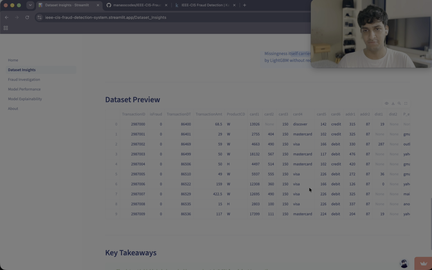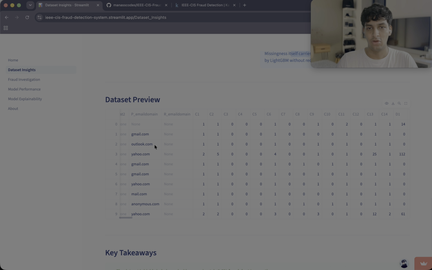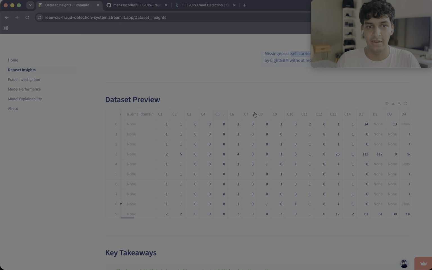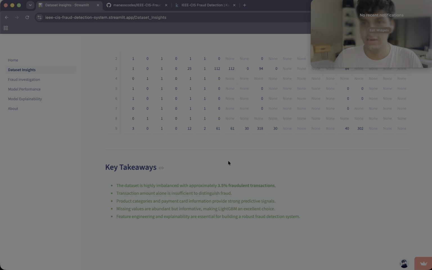So this is the dataset preview. This is the raw dataset preview which I have shown. Obviously you would not understand these columns because they are given by the bank and are not for the end user. You can see there are a lot of missing values here. So what are the key takeaways here?